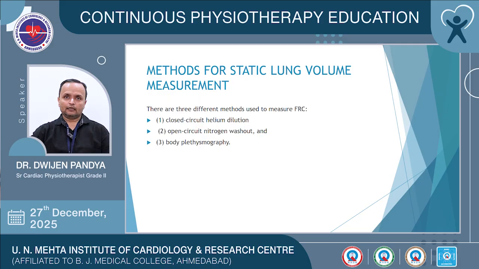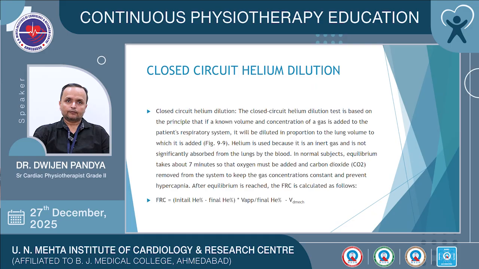The methods for static lung volume measurement. So there are three different methods used to measure the FRC: closed circuit helium dilution, open circuit nitrogen washout, and body plethysmography. These are three separate techniques for which there is no study to suggest the superiority of one over another. Hence, the test which is available will be conducted on the patient. So, closed circuit helium dilution.